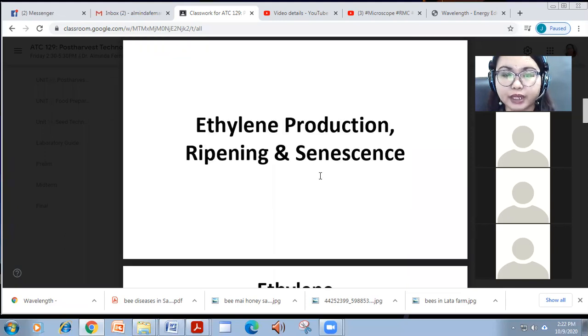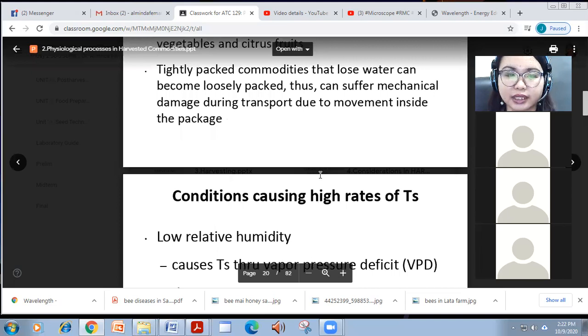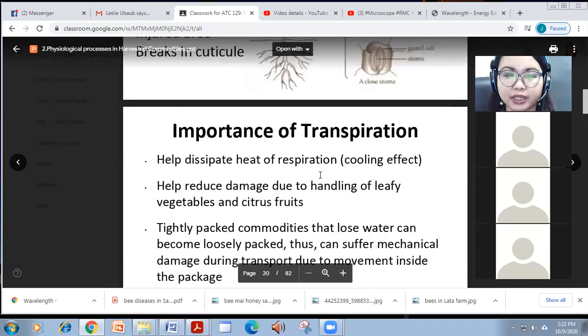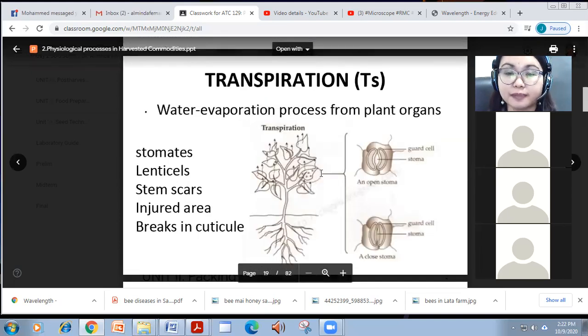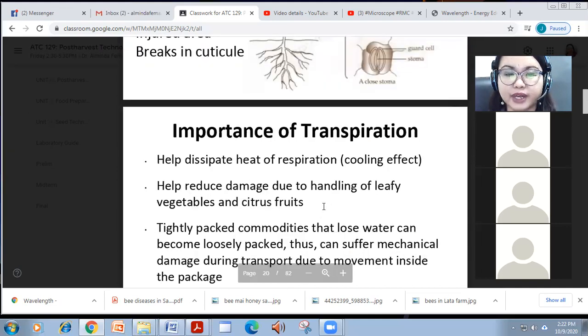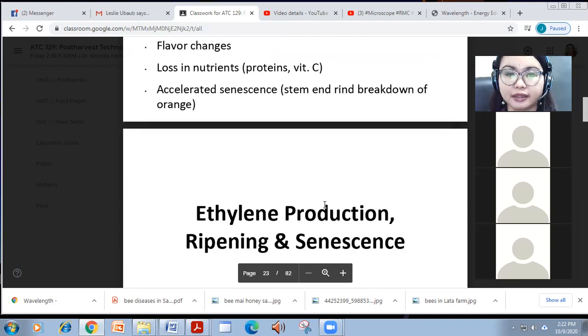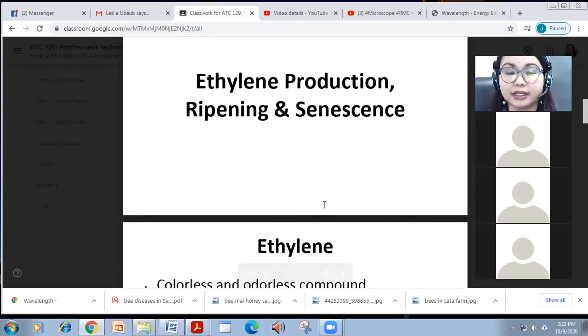Now, so much for transpiration. Transpiration is actually a process that helps plants cool down or protect themselves from very high or excessive temperature. But in effect, it will make the shelf life suffer also.